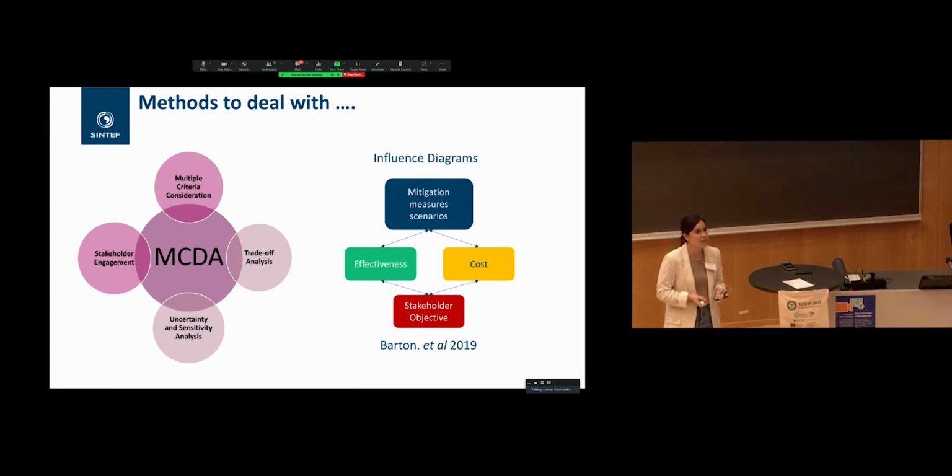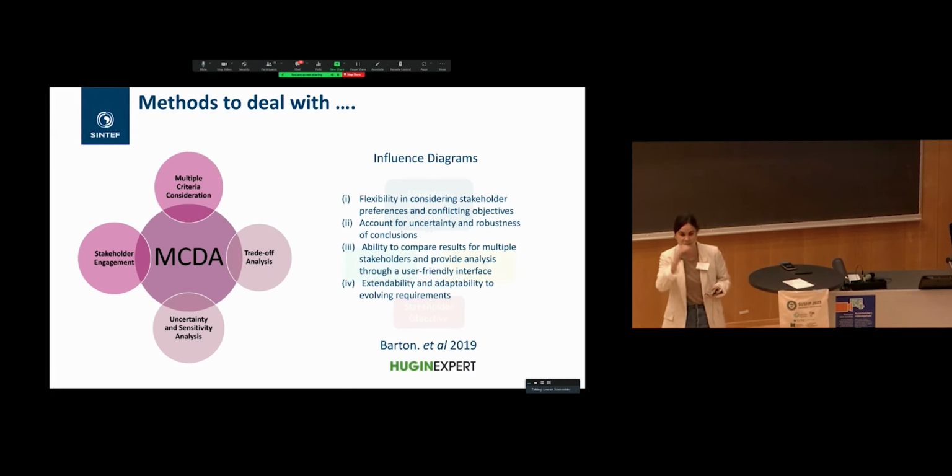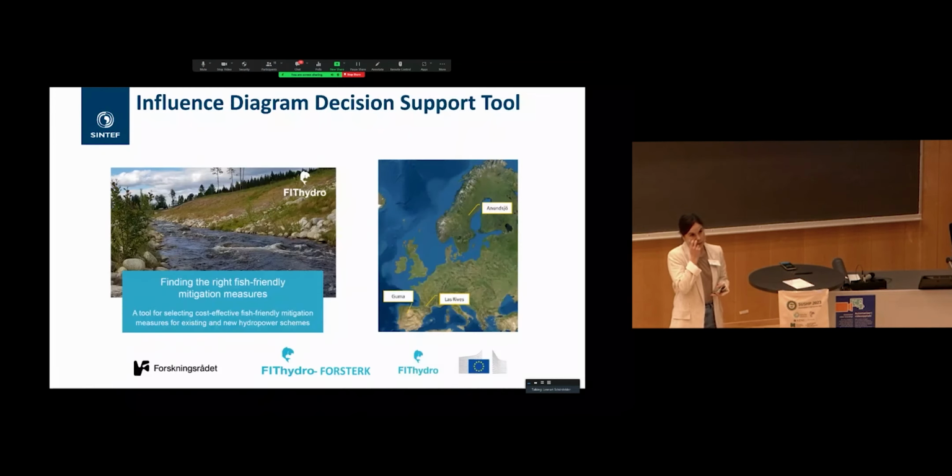They are actually very useful tools because they have a graphical interface. They are flexible. They are also able to compare the multiple stakeholders' interests during the meetings. You can show the diagram and discuss it. And also, it's easy to adapt if you have new data coming in or if there are new methods that you want to test. So this method was based on a method used before by Barton et al., and it was implemented within a European project, FitHydro. Maybe some of you know about it or have heard about it.